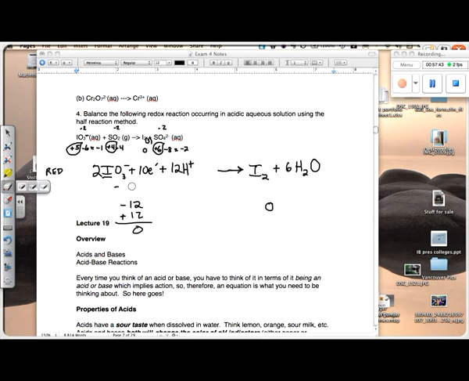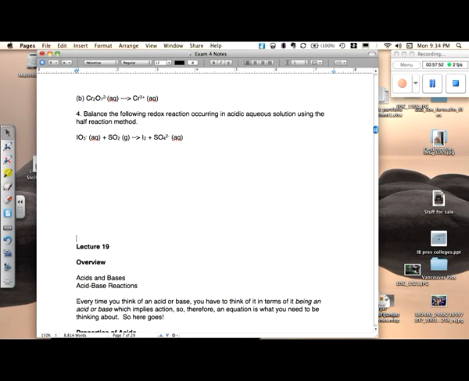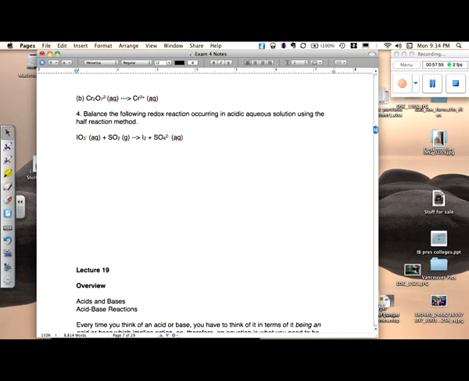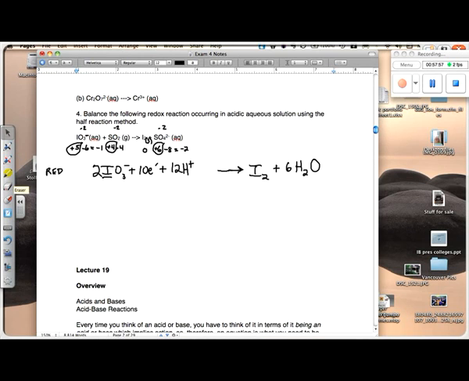Okay, I need even more room. All right. I can bring that back in just a second. All right, let's go ahead and do the oxidation half reaction. Oxidation. Sulfur is the other element that's changing. It is going from a positive 4 to a positive 6. That is a change of 2, and I've got one sulfur and one sulfur. So 2 electrons on the right.